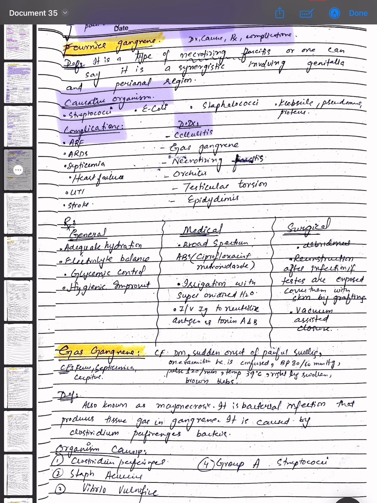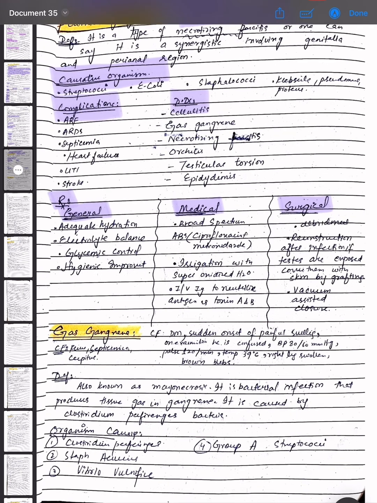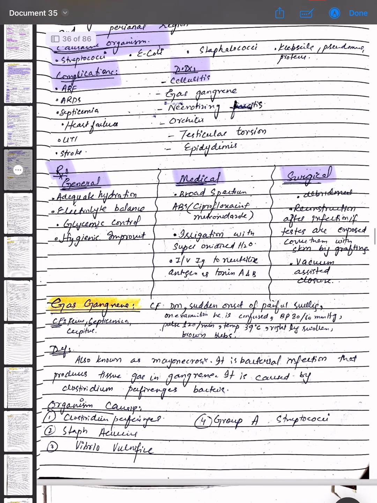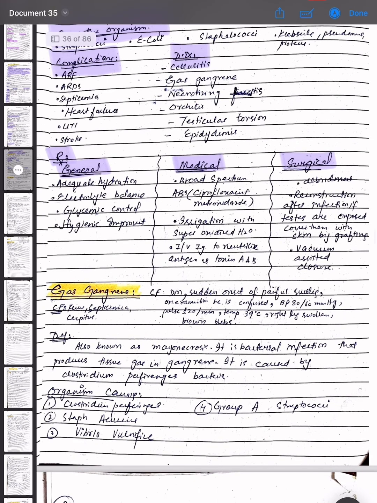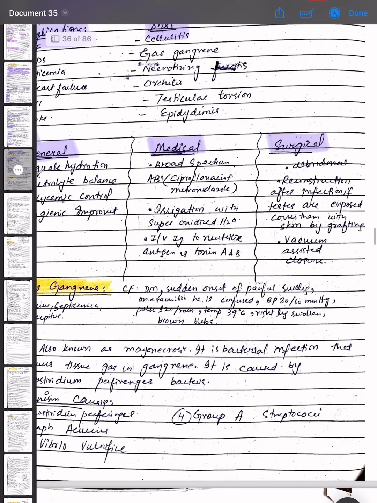Now, what are the treatment options? First, we will provide the general treatment, then the medical treatment, and then the surgical treatment. The general treatment is adequate hydration, electrolyte balance, glycemic control, and hygienic improvement. The medical management is broad spectrum antibiotics, that is ciprofloxacin and metronidazole, irrigation with superoxidized water, and intravenous immunoglobulin to neutralize toxin A and B. The surgical treatment is debridement and reconstruction. After infection, if the testes are exposed, cover them with skin by grafting. Vacuum assisted closure is done.